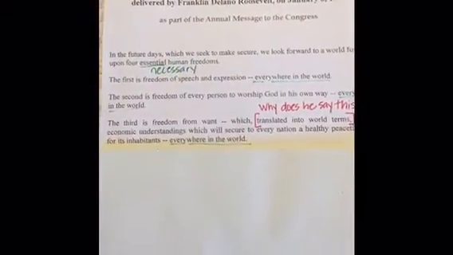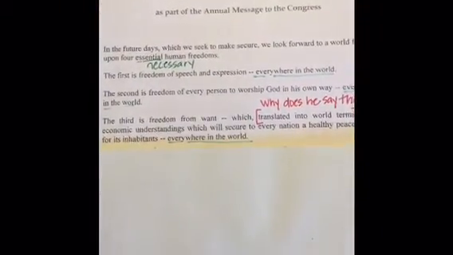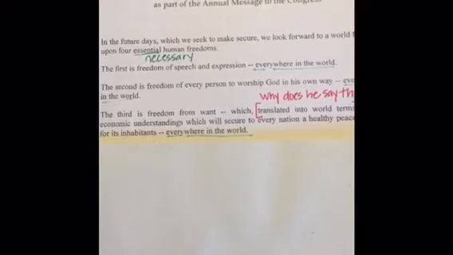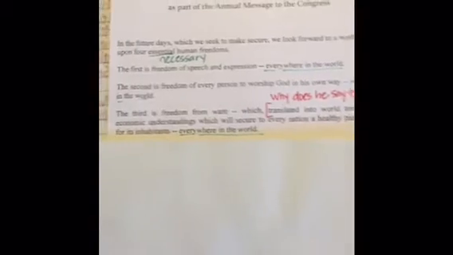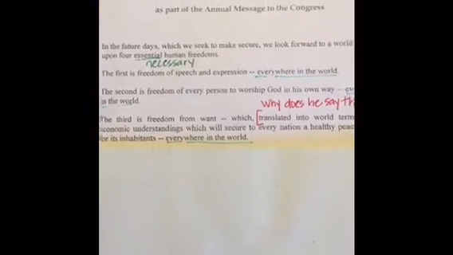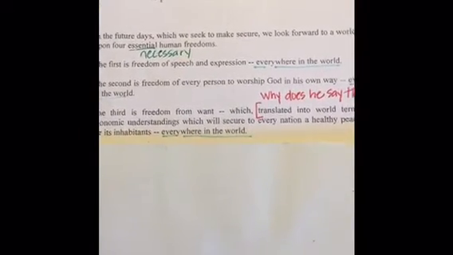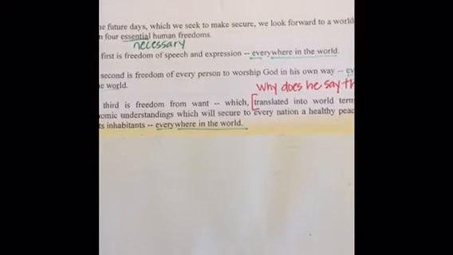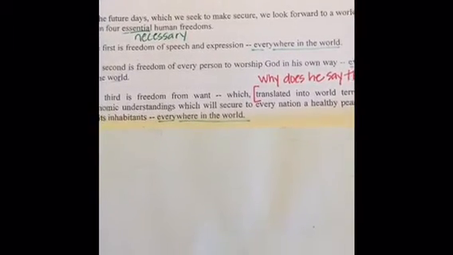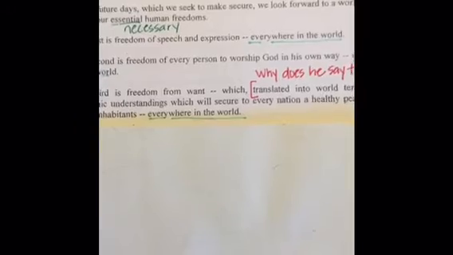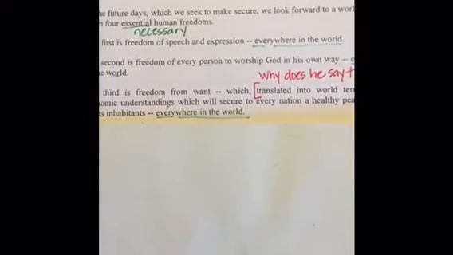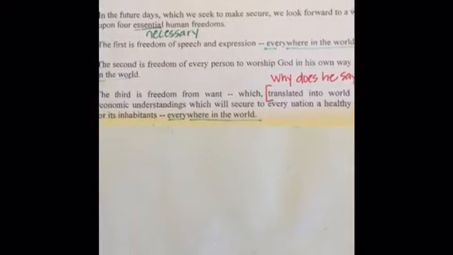All right, so the next part says, "The second is freedom of every person to worship God in his own way, everywhere in the world." Okay. Freedom of every person to worship God in his own way. So what is he saying? What is he saying about religion? What is he saying about people who believe in different things, people who have different versions and ideas of God? What is he saying here?